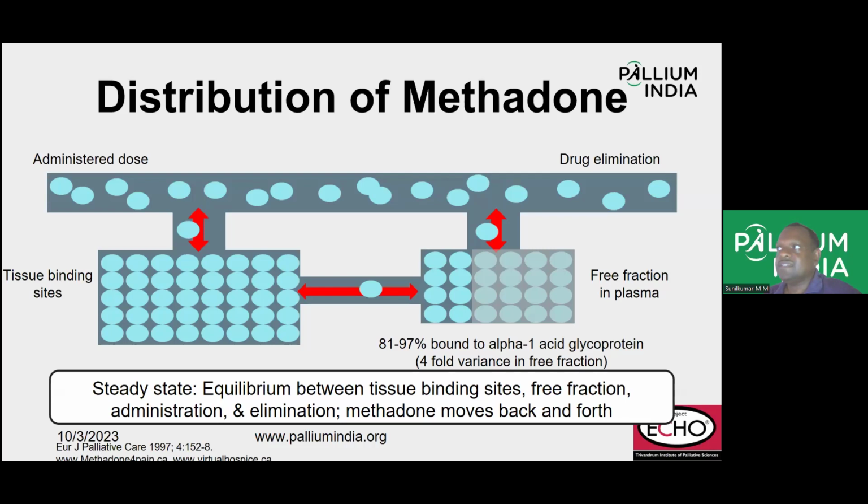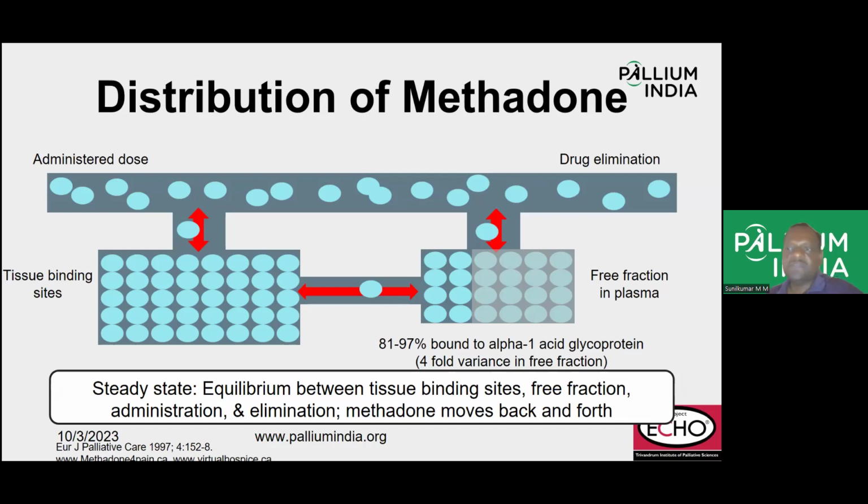But it is seen that in people who are elderly or patients who have liver failure, this can even take up to 2 weeks to have sustained blood levels. So normally methadone will take about 5 to 7 days to have a sustained blood level, and thereby about 5 to 7 days to get good pain relief.